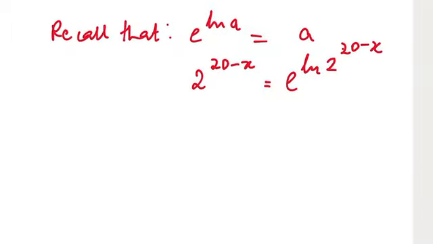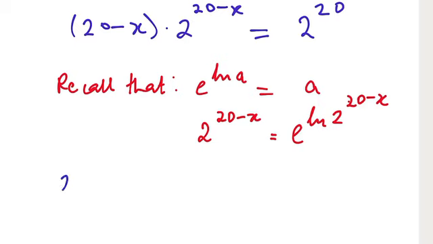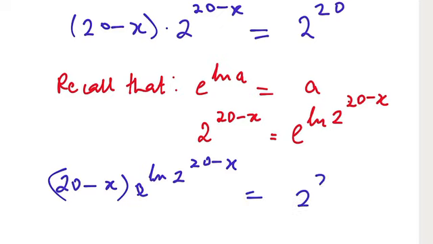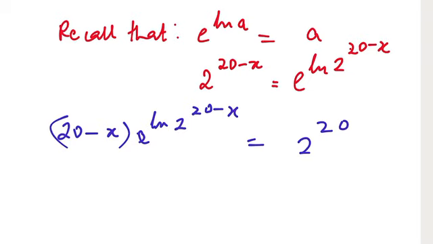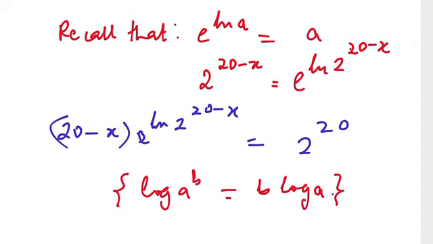Alright, so from there we're going to have 20 minus x, then multiply by e to the power of ln of 2 to the power of 20 minus x, then equals 2 to the power of 20. Alright, so from here now, the next thing we're going to see, if you remember from the law of logarithm, where you have log of a to the power of b, the b will go down, then we'll be multiplying log of a. So we're going to apply that.